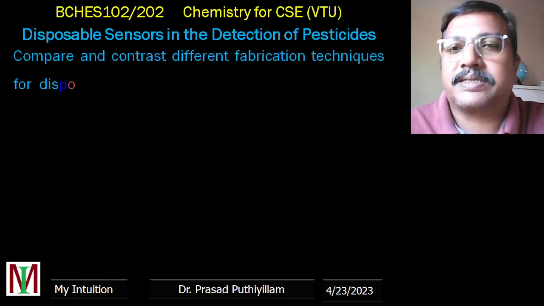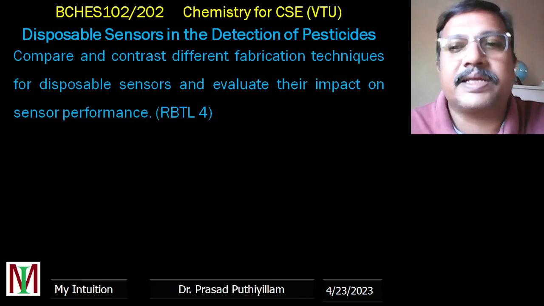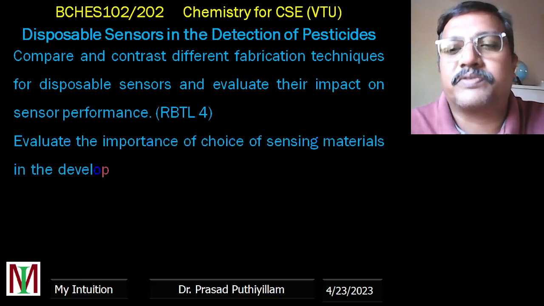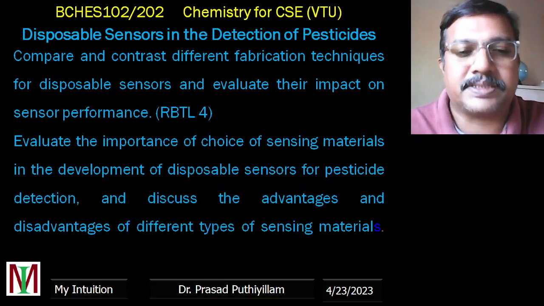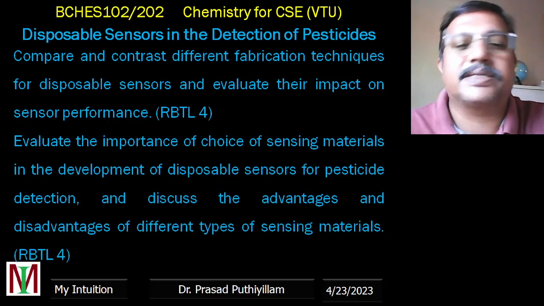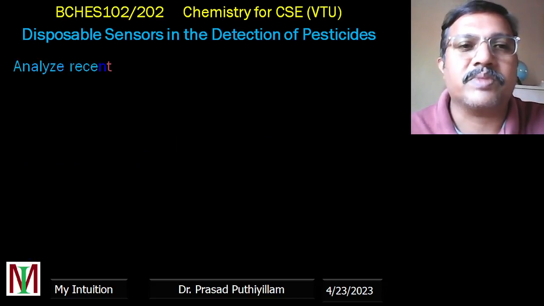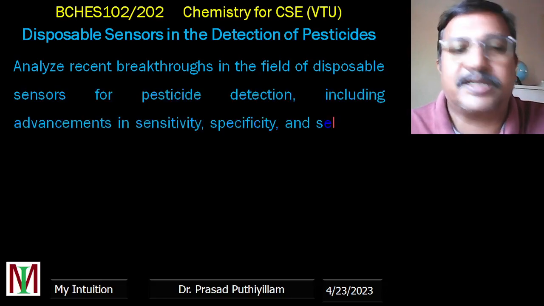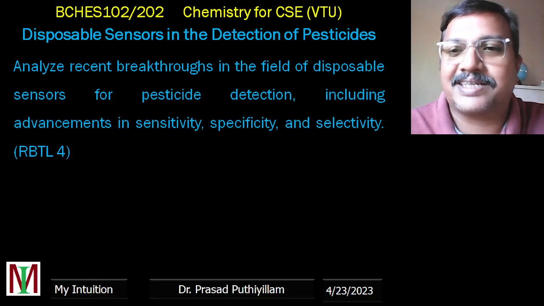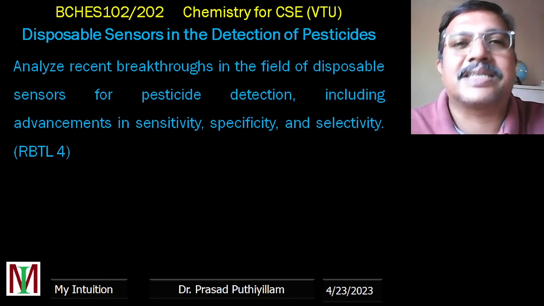Compare and contrast different fabrication techniques of disposable sensors and evaluate their impact on sensor performance. Evaluate the importance of the choice of sensing material in the development of disposable sensors for pesticide detection, and discuss the advantages and disadvantages of different types of sensing materials. Analyze recent breakthroughs in the field of disposable sensors for pesticide detection, including advancements in sensitivity, specificity, and selectivity.